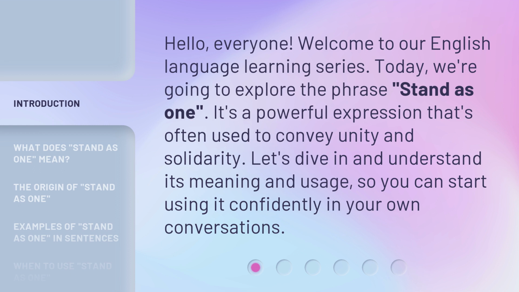Today, we're going to explore the phrase, stand as one. It's a powerful expression that's often used to convey unity and solidarity. Let's dive in and understand its meaning and usage, so you can start using it confidently in your own conversations.